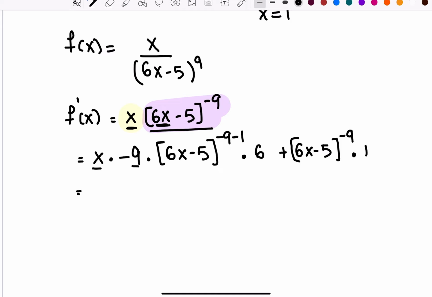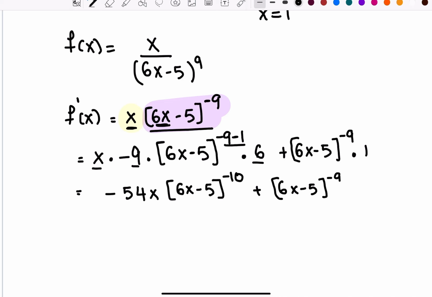Okay, let me go ahead and simplify this one. x times 9 times 6 is negative 54x. Negative 9 minus 1 is negative 10. So 6x minus 5 to the power negative 10, plus I have 6x minus 5 to the power negative 9. All right, now what we do is bring out something that is common. And how do I bring it out? As you can see here, I have 6x minus 5 to the power negative 10. The smallest power always comes out. Keep in mind with negative numbers, the bigger the number, the smaller it is. So 6x minus 5 to the power negative 10 is common.